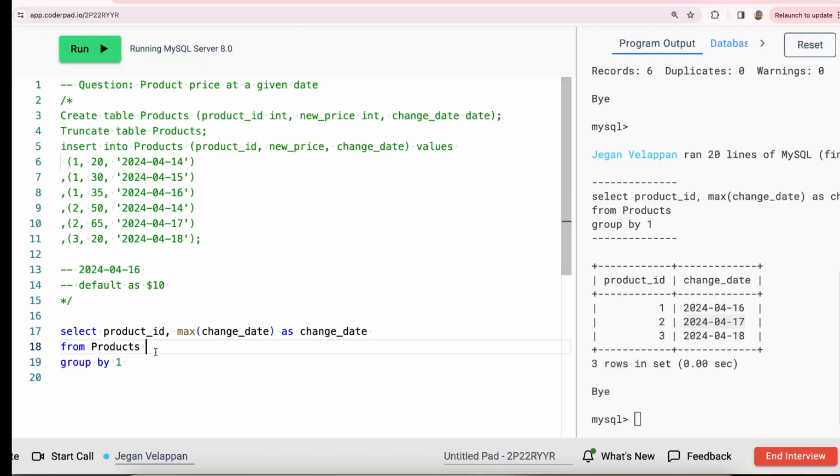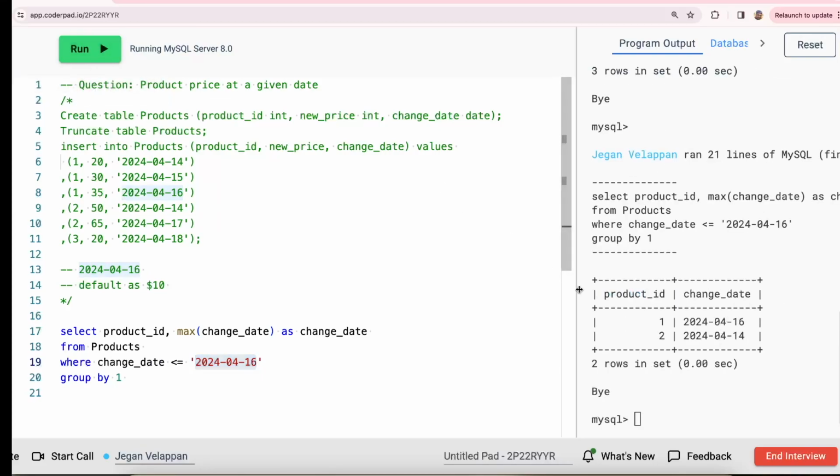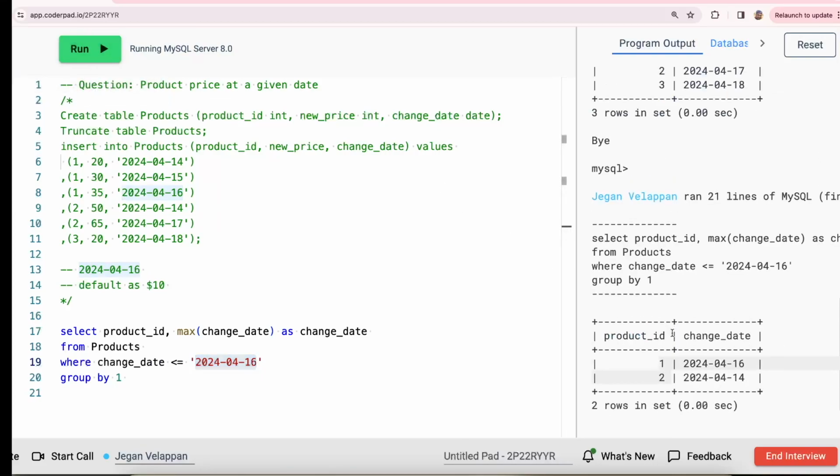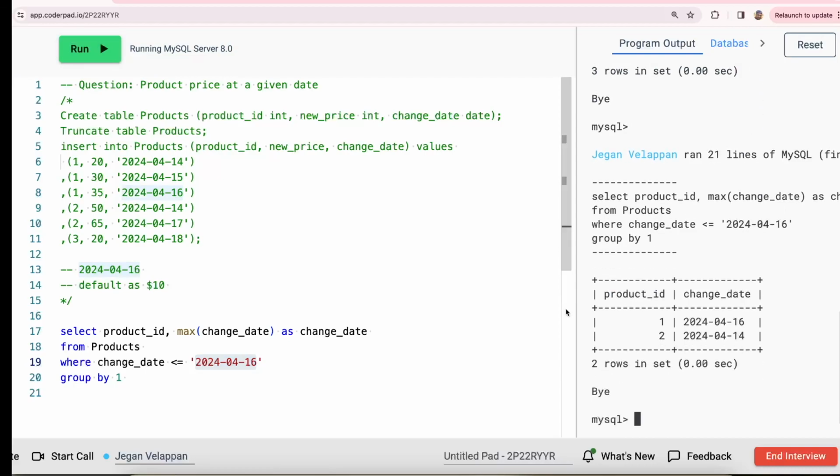So I put where the change date is less than or equal to April 16th. If that is the case, we get only product 1 and 2. For 3, the first date is April 18th, right? So that record got filtered.